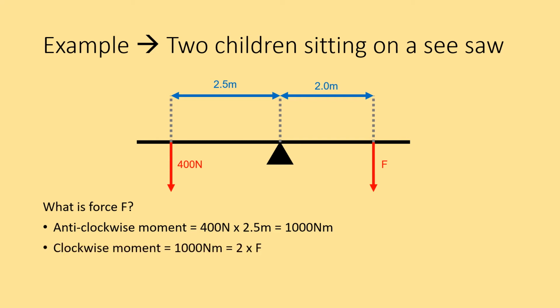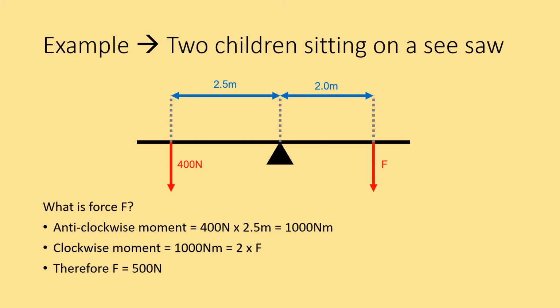The clockwise moment, because it's balanced, also has to be 1,000 newton meters. We know that's 2 meters away from the pivot, so the force F is going to be given as 1,000 divided by 2, which means that the force F is going to be 500 newtons. Let's put it in simple terms.